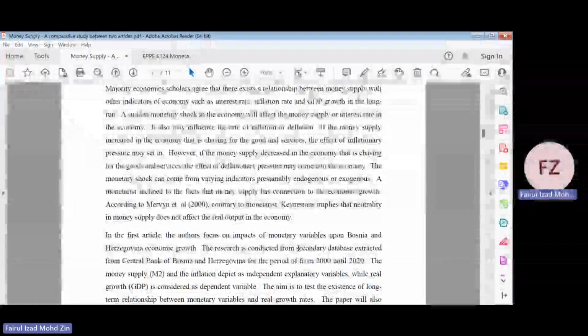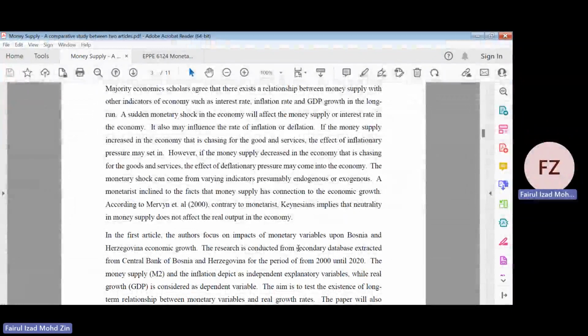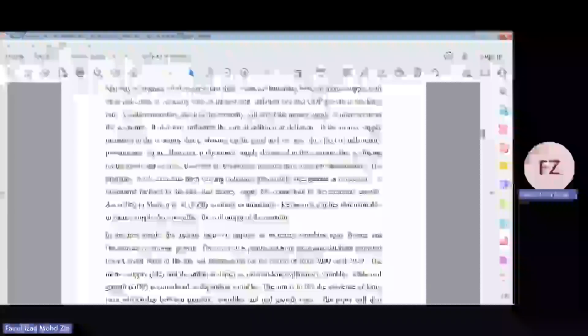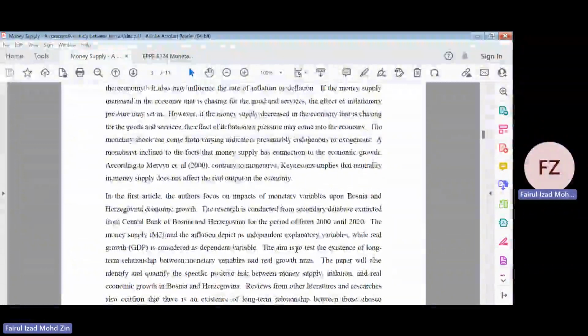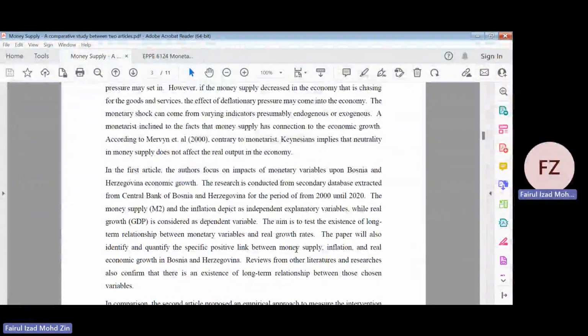The monetary shock can come from varying indicators, endogenous or exogenous. The monetarists are inclined to the view that money supply has a connection to economic growth. According to Marin, contrary to monetarists, Keynesians imply that neutrality of money supply means it does not affect the real output in the economy. In the article, the authors focus on the impact of monetary variables upon Bosnia and Herzegovina's economic growth.